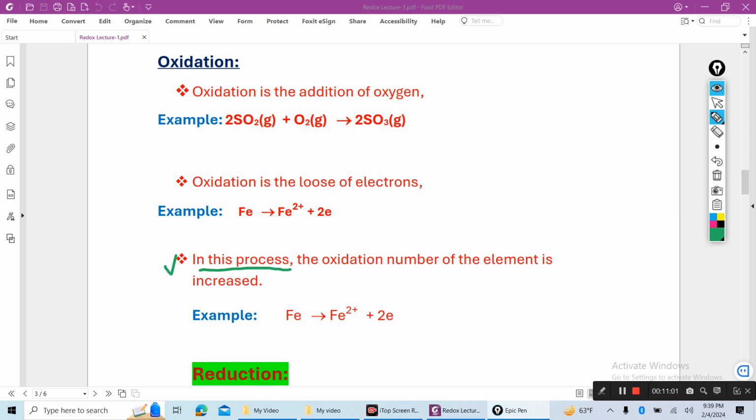Next, in the oxidation process, the oxidation number of an element is increased. I mean, if oxidation happens, oxidation number increases. Now you know the rules. Rule 1: this oxidation number is 0, as iron is an element, and here it is 2+. So 0 to plus 2 means oxidation number increases, so this reaction is known as oxidation.